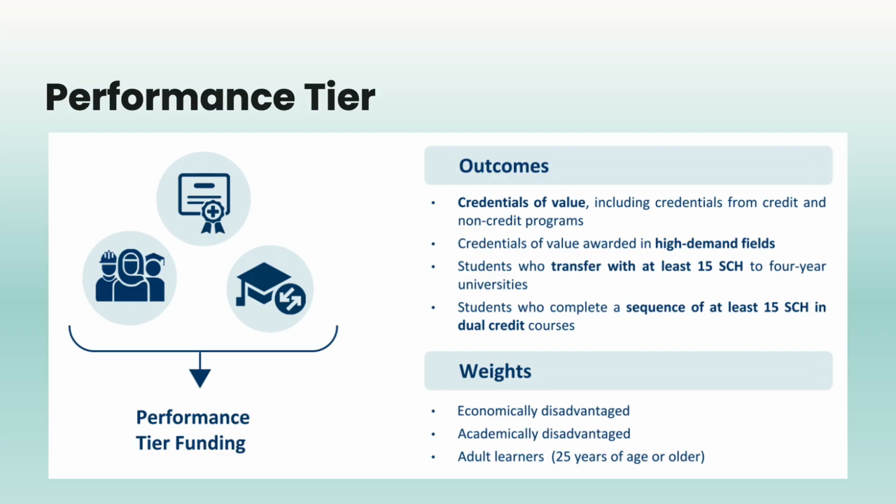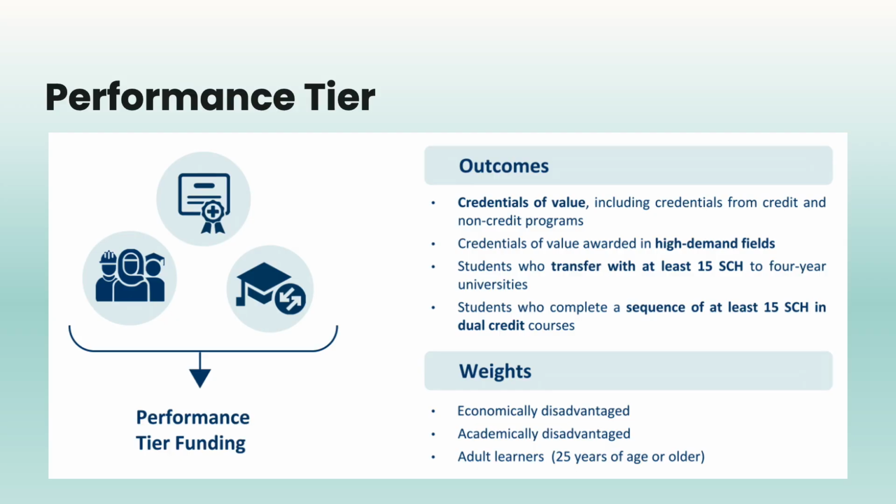Also, students who transfer with at least 15 semester credit hours to a four-year university, you're going to get funding for them, right? One of, again, the core tenets of community colleges is making sure that our students are prepared to transfer into that four-year institution to get that bachelor's degree. And then, of course, we've got the students in dual credit. If you have a student that completes 15 hours of dual credit, you get funding for them as well.